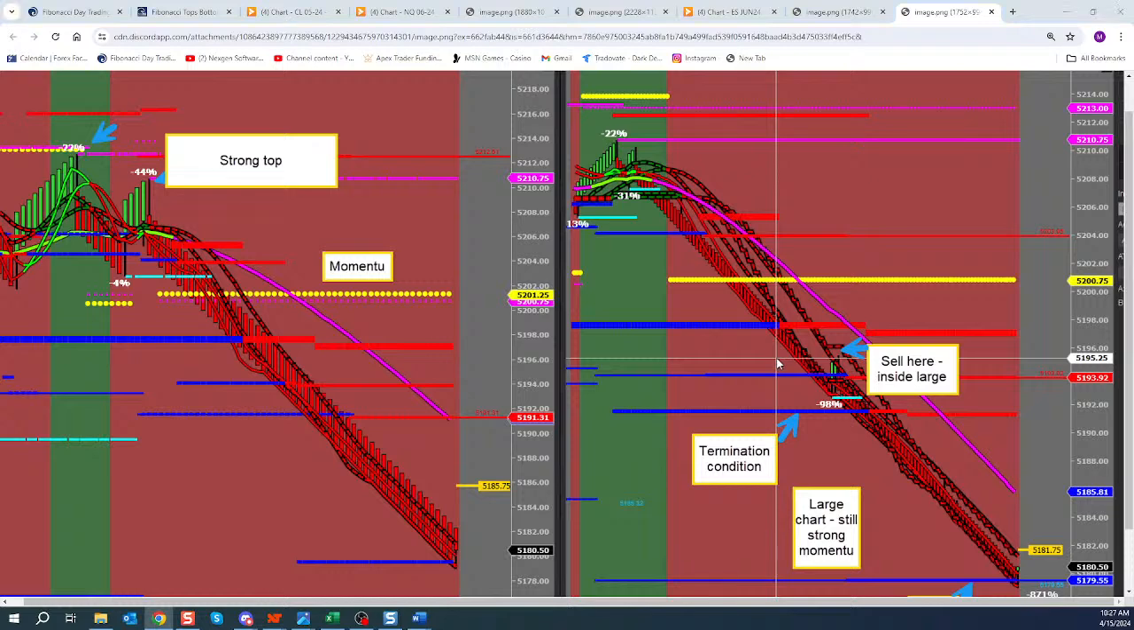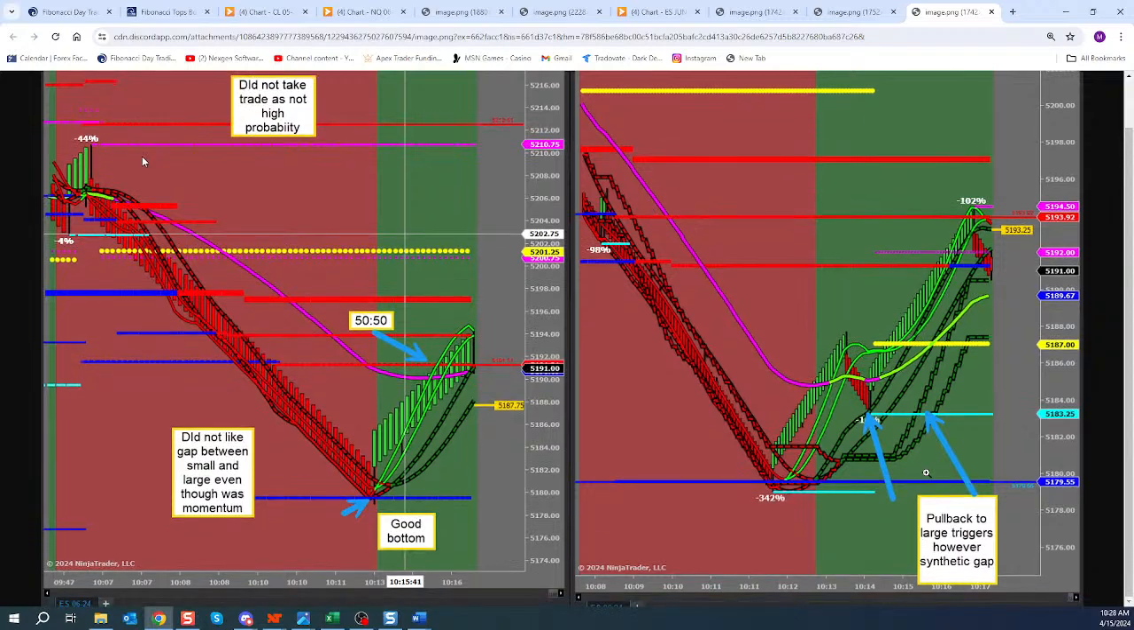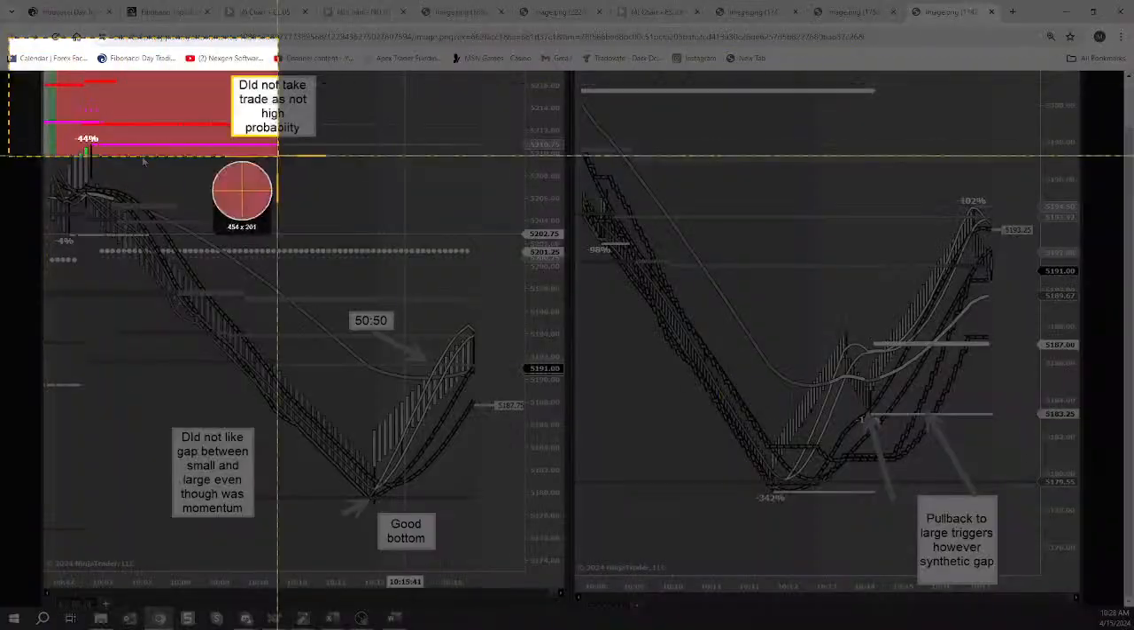And guys, remember, I don't have to take your trade for it to be a good trade. It doesn't have to be in my plan. I just look at advantages and I ask questions. Great bottom. Pull back to the large triggers. However, the split, is that what got you? Oh, the 50-50. That's actually a termination right there. No worries. And let me show you something on this one, Jen, because you're good with momentum.